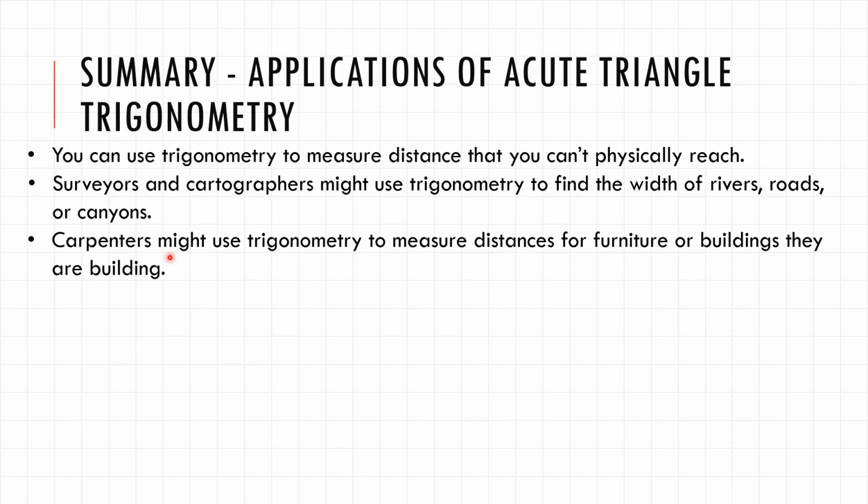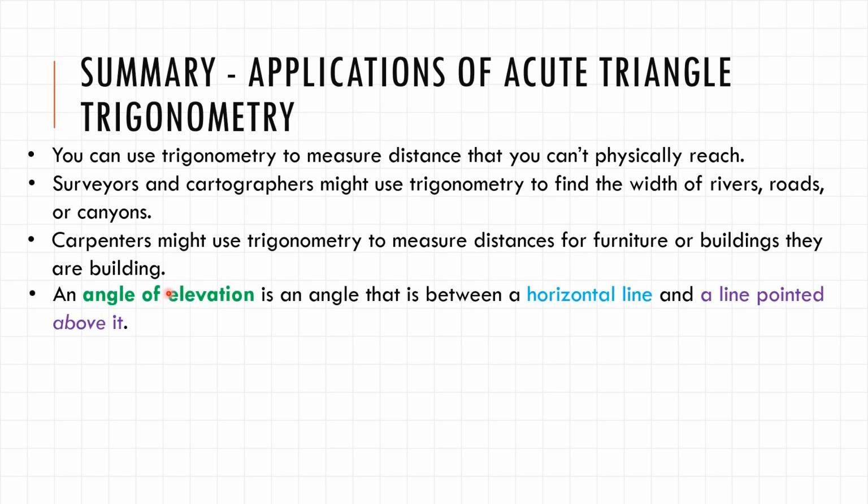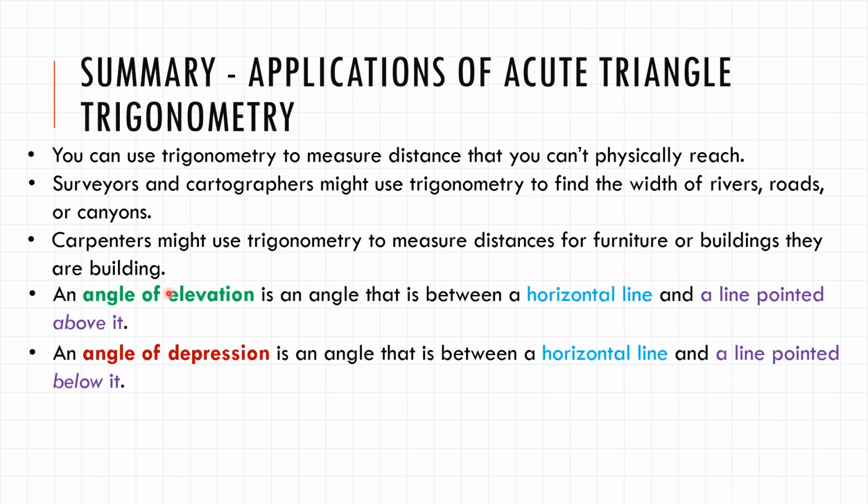When you're going through this, you might come across terms like angle of elevation or angle of depression. An angle of elevation is an angle between a horizontal line and a line that's pointed above it. So that angle right there is your angle of elevation. Whereas an angle of depression is an angle between a horizontal line and a line that is pointed below it. So right there, that's your angle of depression.